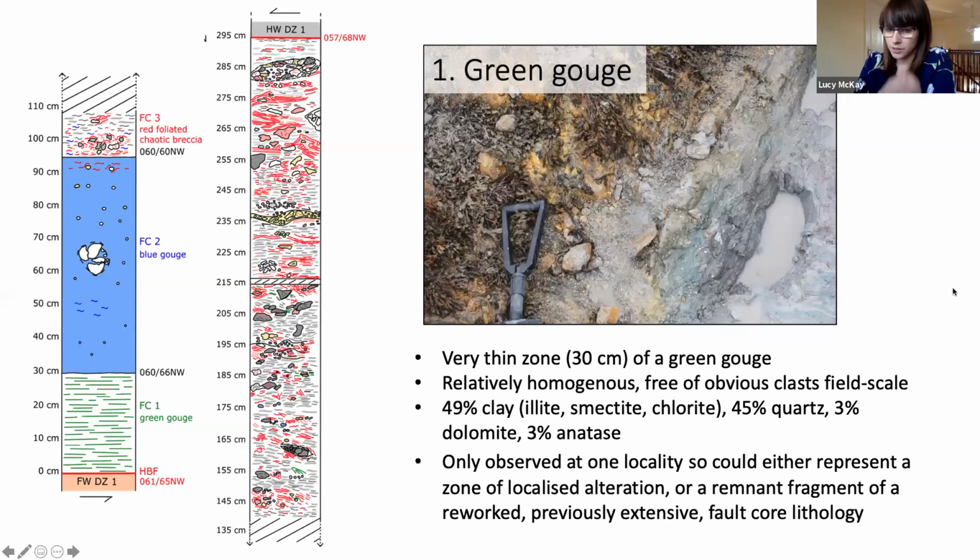The first one is this green gouge, which is a relatively thin zone, only about 30 centimeters thick. It consists of about 50% clay, which is mixed illite, smectite and chlorite. It was only observed at one locality, so it could either represent a zone of localized alteration, or it could have once been a lithology that extended all the way along the fault, and this is only what's left of it.